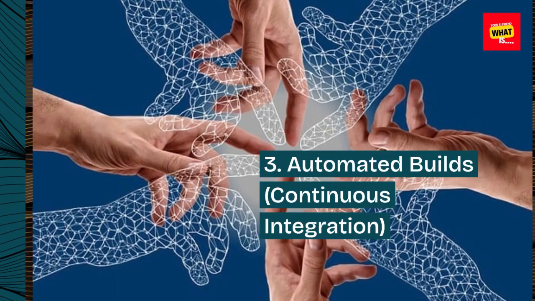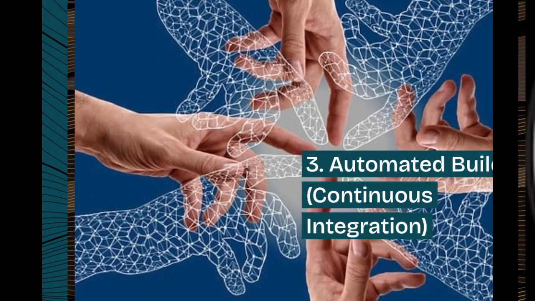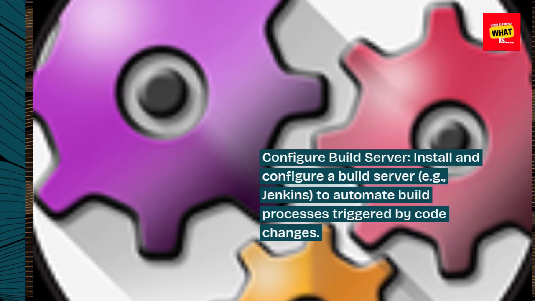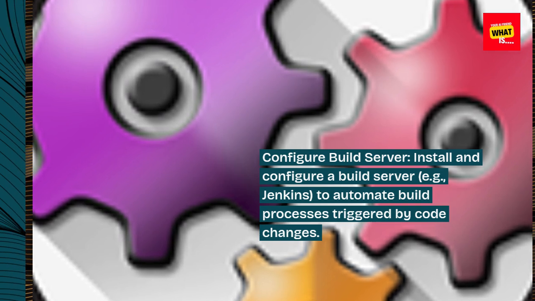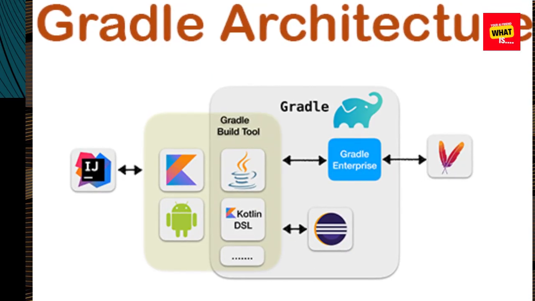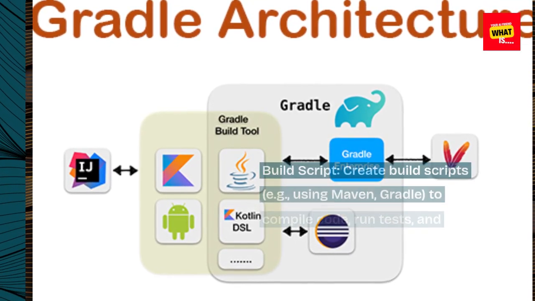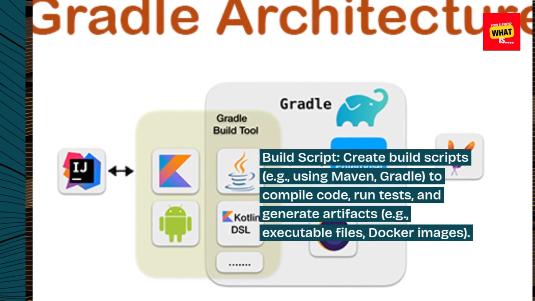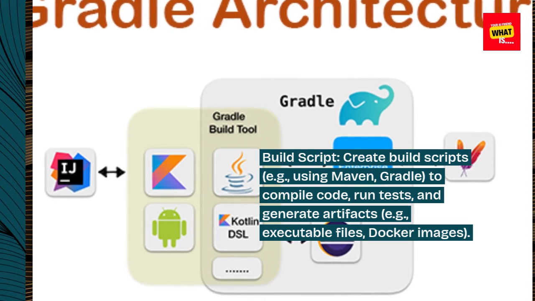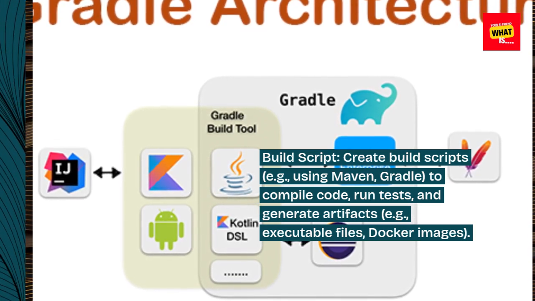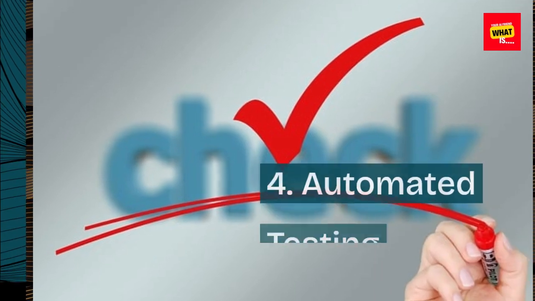3. Automated builds. Continuous integration. Configure build server. Install and configure a build server, e.g., Jenkins, to automate build processes triggered by code changes. Build script. Create build scripts, e.g., using Maven, Gradle, to compile code, run tests, and generate artifacts, e.g., executable files, Docker images.